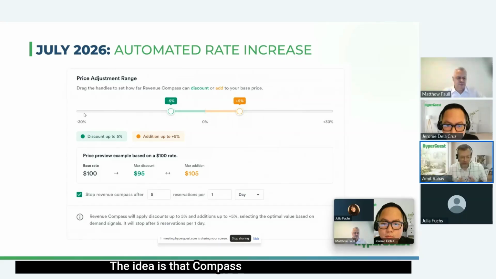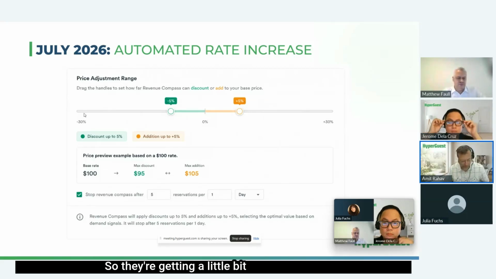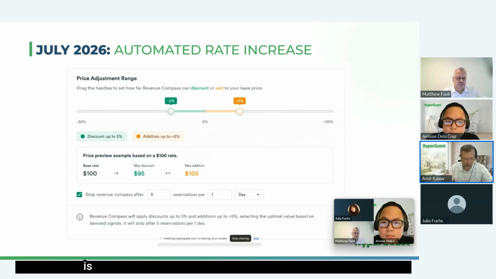The idea is that Compass helps you find the optimum point every day of the year. As the trend of demand is changing on an hourly basis, it will respond to it. But we are talking here now about the engine incentive. So they're getting a little bit more net rate. And by the way, they can keep seeing the bar rate is not changed. So they still receive the same bar.